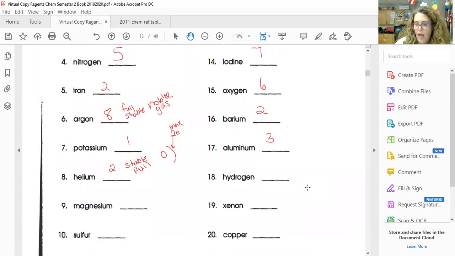All right, so hydrogen is 1 hop away from being helium, 1 electron away, so 1 valence electron. It makes 1 bond. Magnesium has 2 valence electrons because it's in group 2. Sulfur has the same valence electrons as oxygen, right underneath it. It needs to make 2 bonds. Xenon has 8 valence electrons because it is a noble gas and it has a stable electron configuration. And we call that, again, a full octet. And copper, see you later, copper, with 1 valence electron.